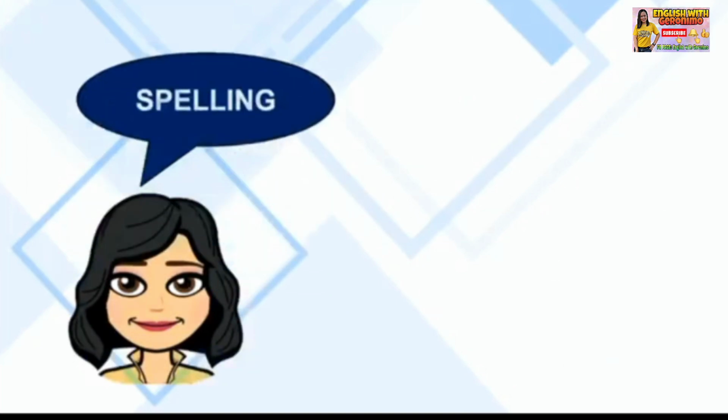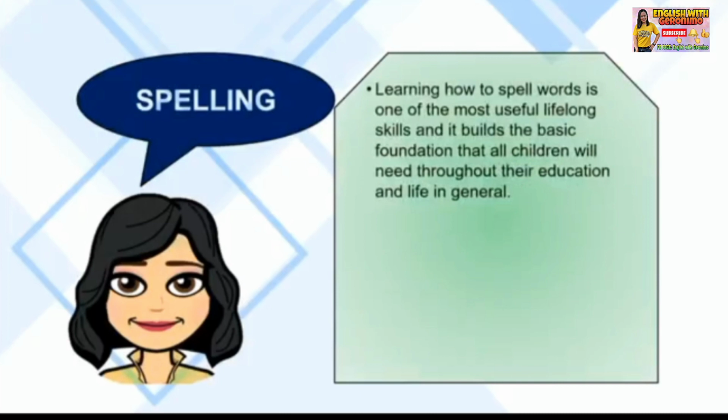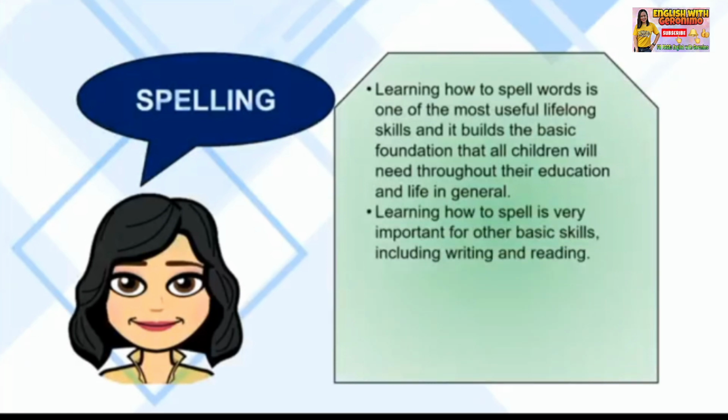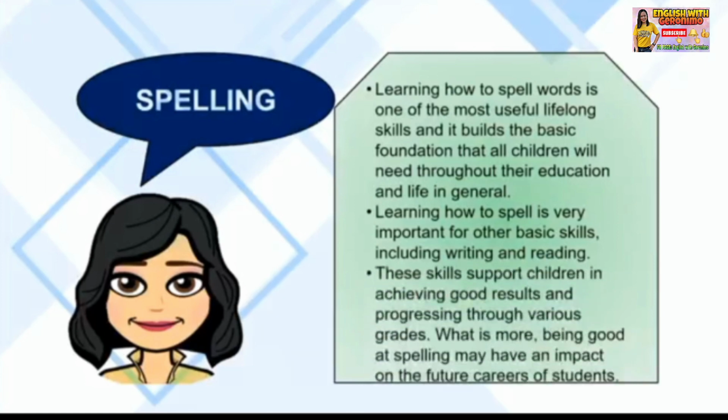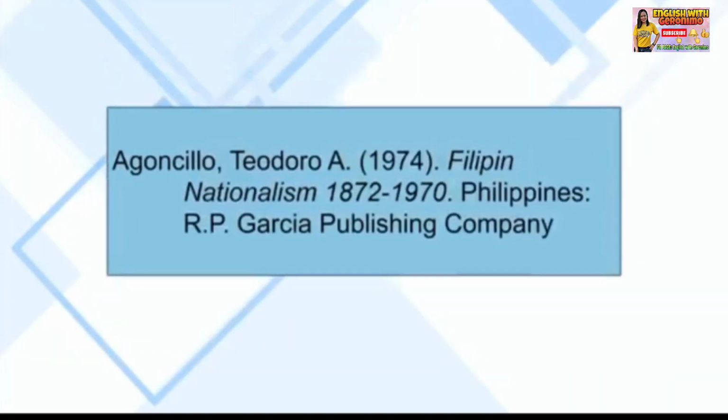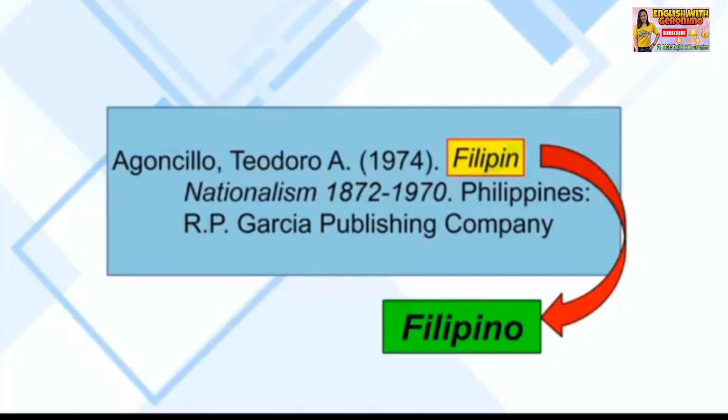Number 1. Spelling. Learning how to spell words is one of the most useful lifelong skills, and it builds the basic foundation that all children will need throughout their education and life in general. Learning how to spell is very important for other basic skills, including writing and reading. These skills support children in achieving good results and progressing through various grades. What is more, being good at spelling may have an impact on the future careers of students. Example: the word Philippine was misspelled. It should be Philippine.